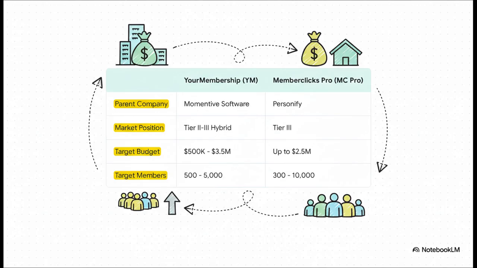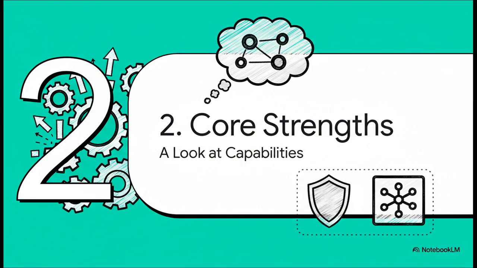And look, this isn't just jargon. It tells you exactly who they're building the software for. You can see it right in the numbers. YM is targeting associations with slightly bigger budgets, while MC Pro really zeroes in on that small to mid-size space. So now that we have a better handle on their market positions, let's see how that actually plays out in what they do well. And remember, we're just focusing on capabilities here, not making any recommendations.